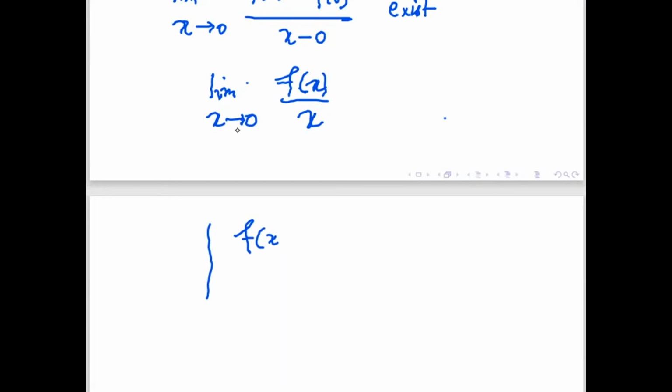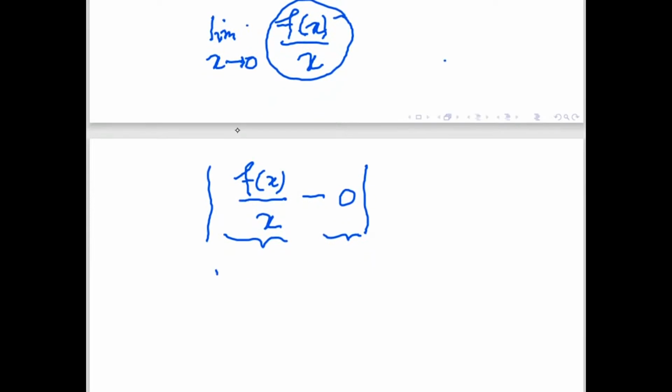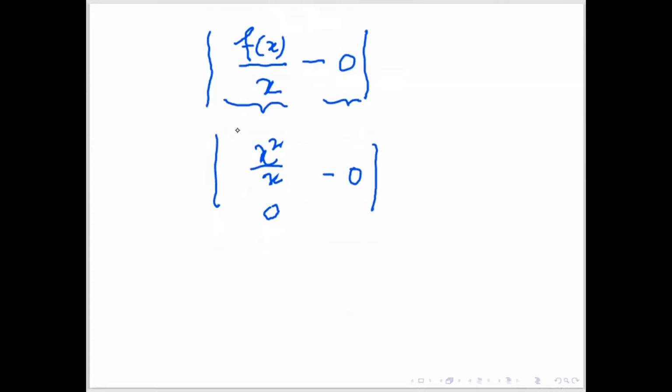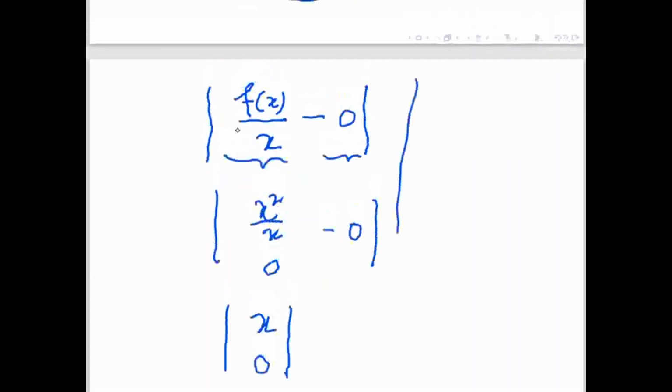Sir, can you write that f of x can be either x square or 0? Yes, I'm going to write. Mod of f of x minus 0 is less than epsilon. So this is the function for which I want to calculate the limit, and I want to show that the limit is 0 by the epsilon delta definition. Here there are two possibilities. It is either x square by x, or it can be 0, and then minus 0. That means this mod will give either mod x, or it will give 0 minus 0. In both cases I will discuss: first, when it is x, we get mod of x is less than epsilon.